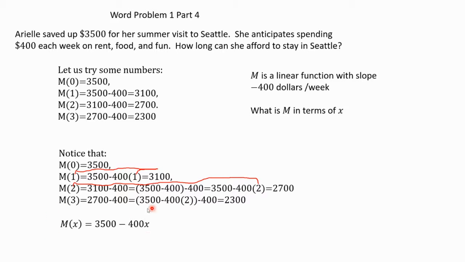So we have a formula for m of x. Don't be afraid to try some numbers here. That'll help you understand what's going on. And as you can see from the pattern, we can come up with a formula. So now we have our formula. Now, before I keep going, are there any questions so far?